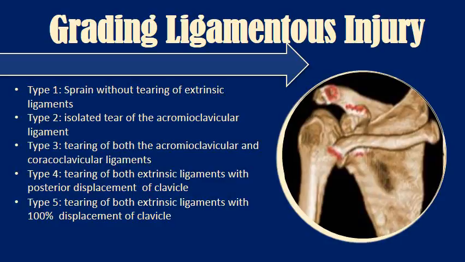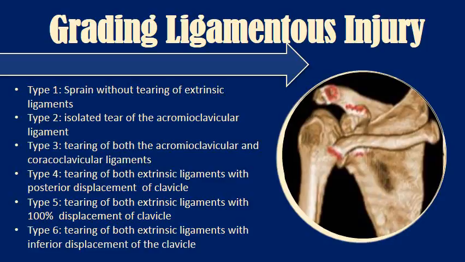Type 5 injuries occur when both the acromioclavicular and coracoclavicular ligaments are torn with 100% displacement of the clavicle compared to the unaffected side. Lastly, type 6 injuries consist of tears of both the acromioclavicular and coracoclavicular ligaments, accompanied by inferior displacement of the clavicle into the subcoracoid space.